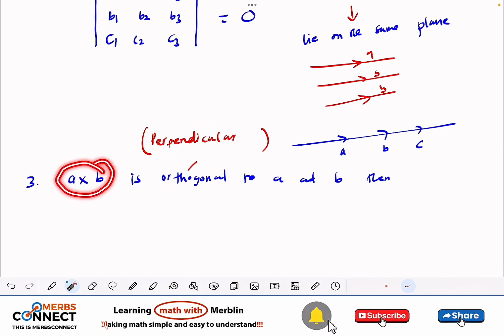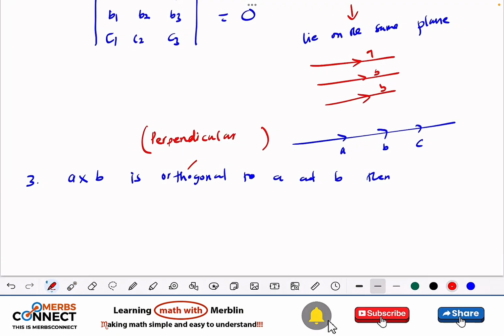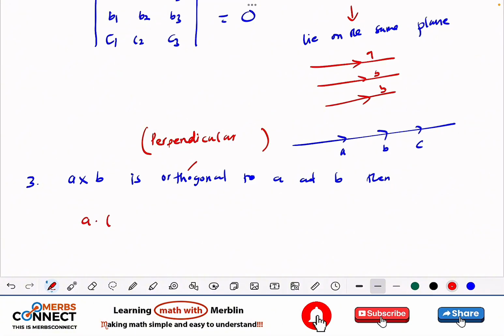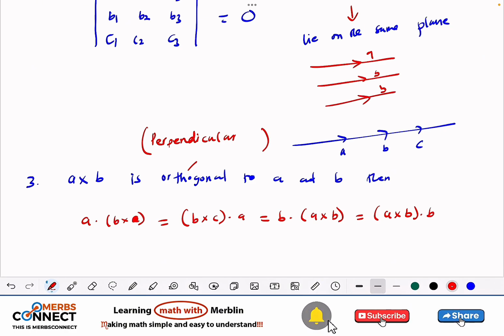So if I have two vectors, A cross B, and it's orthogonal to A and B, then this is going to give us A dot B cross this, and this should be the same as B C dot A, and this is the same as B dot A and B, and this is the same as, I think I've made some mistake somewhere. I'll check it there. So A dot B dot. So this one should be AB. There is no C. This one should be AB, and this one too should be AB, right? No, yeah, AB.